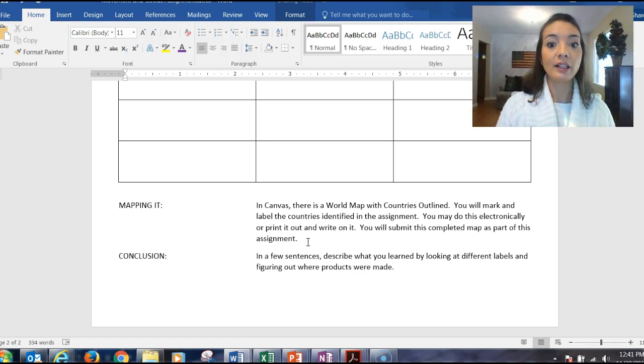Okay. The very last part of this is to write a conclusion for me, please. In a few sentences, describe what you learned by looking at different labels and figuring out where products were made. So I'd like you to tell me what it is that you got out of this assignment and what you learned. Have fun, everyone.